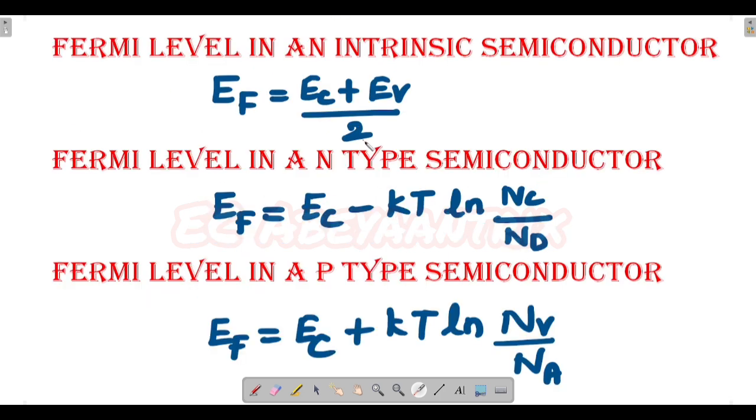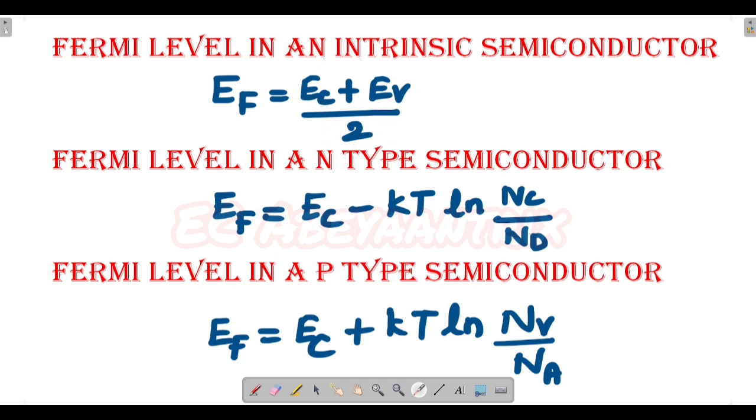Coming to the three types of semiconductors, that is intrinsic semiconductor and extrinsic. In extrinsic, there are two types: N-type semiconductor and P-type semiconductor. These are the formulas. For an intrinsic semiconductor, EF is nothing but the average of the two energy levels. This is the average formula: EC plus EV by 2.